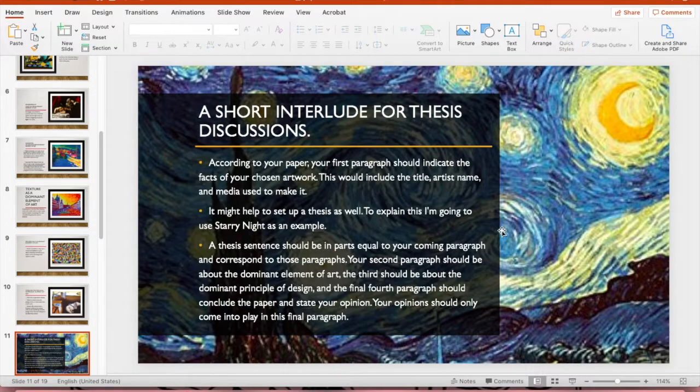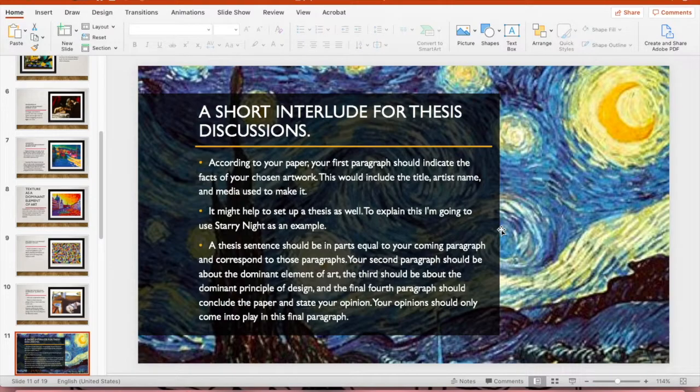So, a short interlude for thesis discussions. Some people struggle a lot with how to set up a paper. A paper can be done very easily by just setting up an introductory thesis, okay? And then you have your whole paper laid out for you in that first paragraph. According to your paper instructions, your first paragraph should indicate the facts of your chosen artwork. This would include the title, artist name, and media used to make it. It might help to set up a thesis as well.